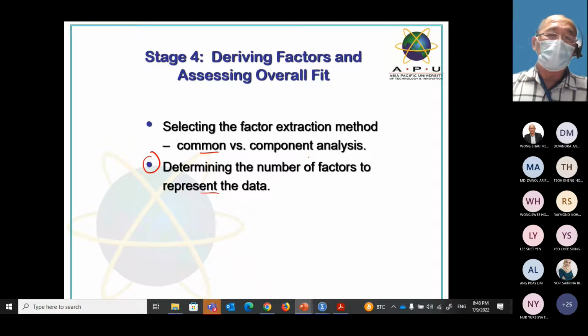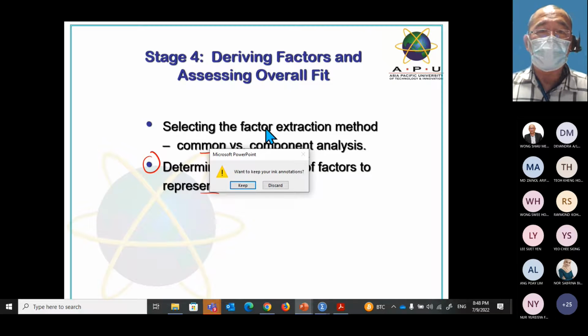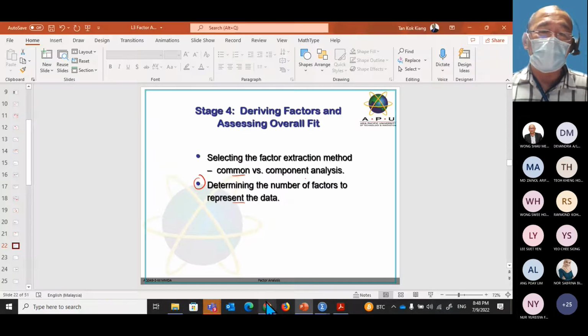But actually sometimes I think we can also give some guideline. We can provide the number of factors here to the software. I show you now.